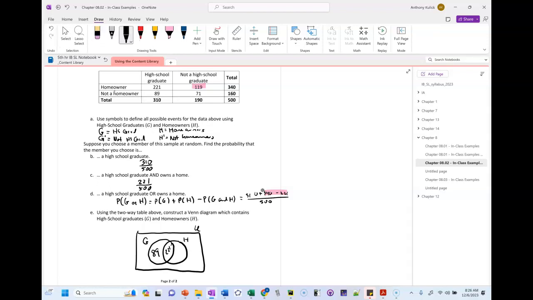What do you think is going to be over in the rest of H then? Not 71. It's going to be the 119, right? The homeowner, because that's not homeowners down here. That's going to be out here. So 119 should be not graduates, but still homeowners, right? So you're still in the H circle, but not any part of the G circle.